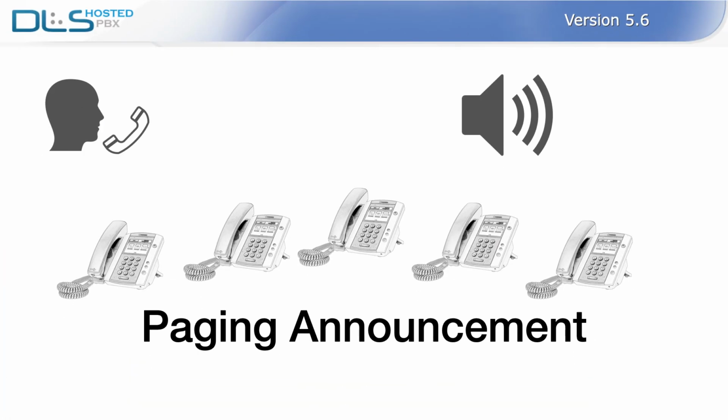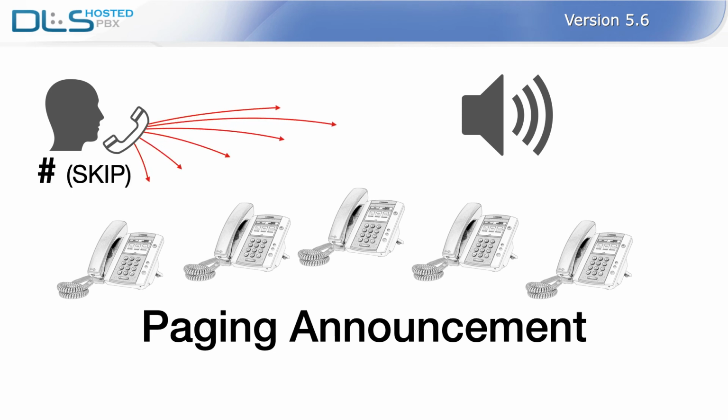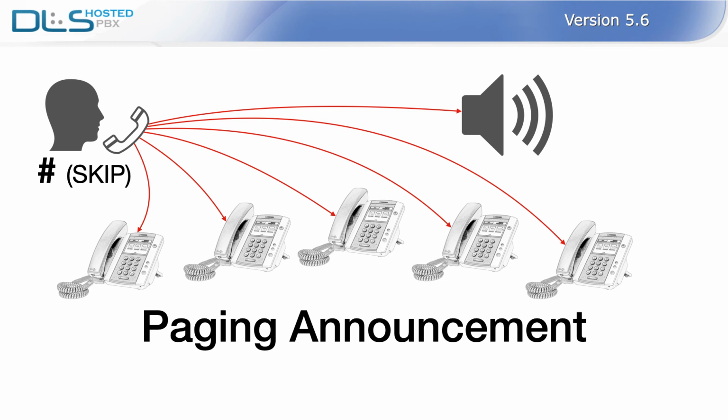Paging announcement. Making paging announcements over PBX has become a little faster in version 5.6. The announcer can now use the pound key to skip a long prompt. We did this at the request of a fire department customer, but it will benefit anyone who uses paging.